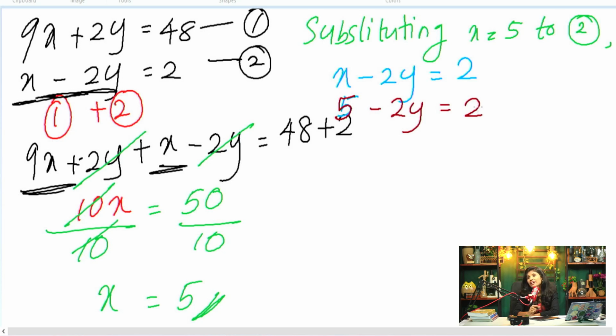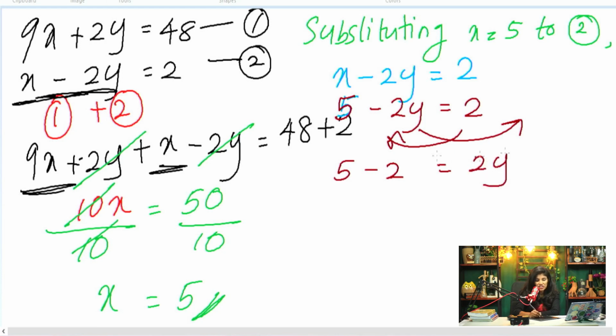Now here the 2y is negative, no? So in all of the previous videos, I reminded you to keep the unknown term, or the variable, positive. Try your best. That is very easy. So I will carry 2y to the other side and 2 to this side. So 5 minus 2 equals 2y. When we carry negative 2y to the other side, it will become positive.